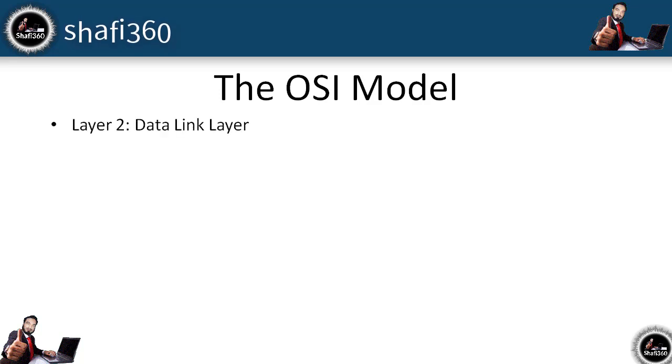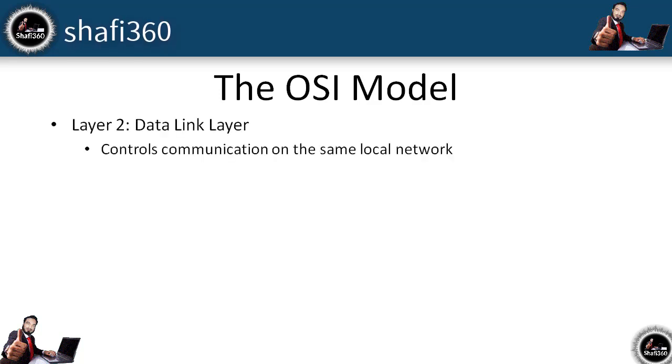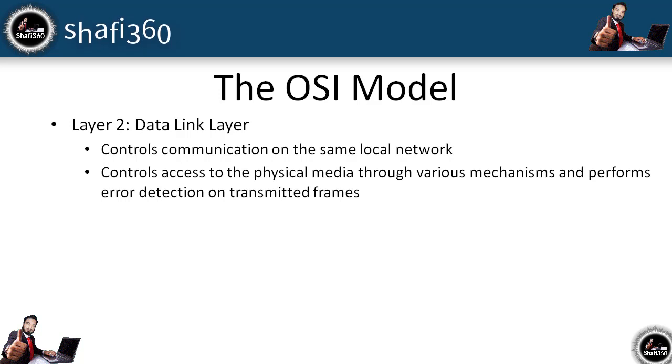Layer 2 is where things start to get interesting, in my opinion. That's the data link layer. The data link layer controls communication on the same local network. The data link layer also controls access to the physical media through various mechanisms, and we'll get into how that works when we talk more about how Ethernet works elsewhere in this course. The data link layer also performs error correction on transmitted frames. It can tell if a frame is corrupted in transit and will request that frame be sent again at layer 2 before any of the other higher level protocols have to try to reassemble that frame and determine later on up the stack that, oh, this frame is corrupt, resend the whole thing.